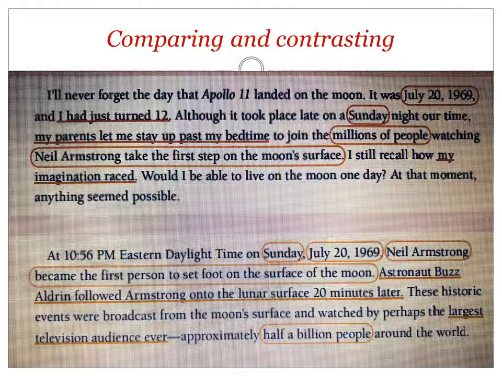For example, the first text mentions that the lady turned 12 when she watched the Neil Armstrong landing on the moon, but the student who's writing the history report doesn't mention that. And then the student, on the other hand, mentions how long after Armstrong the other astronaut followed, while the lady does not mention that. Okay, so this is how it's about the same topic but from different points of view and for different purposes.